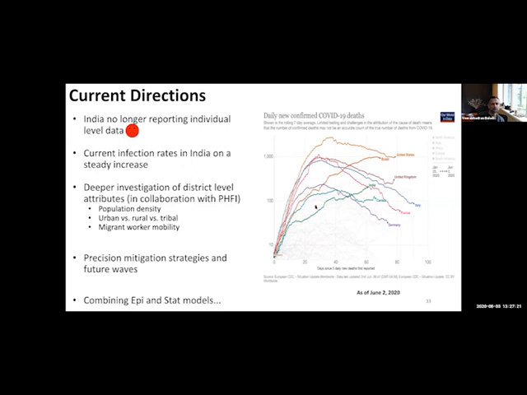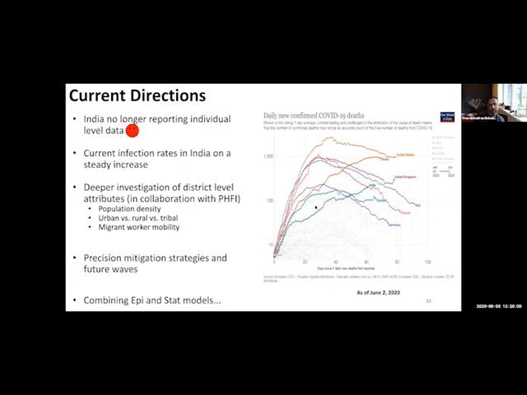And so right now we're shifting focus a little away from prediction, because we're past that in some sense, to a deeper investigation of what happened. In collaboration with an institute in India, we are looking at district level attributes, which is equivalent to county level here, that might be affecting it: population density, urban versus rural versus tribal, migrant worker mobility, and possibly informing some precision mitigation strategies, maybe for this wave, or for future waves.